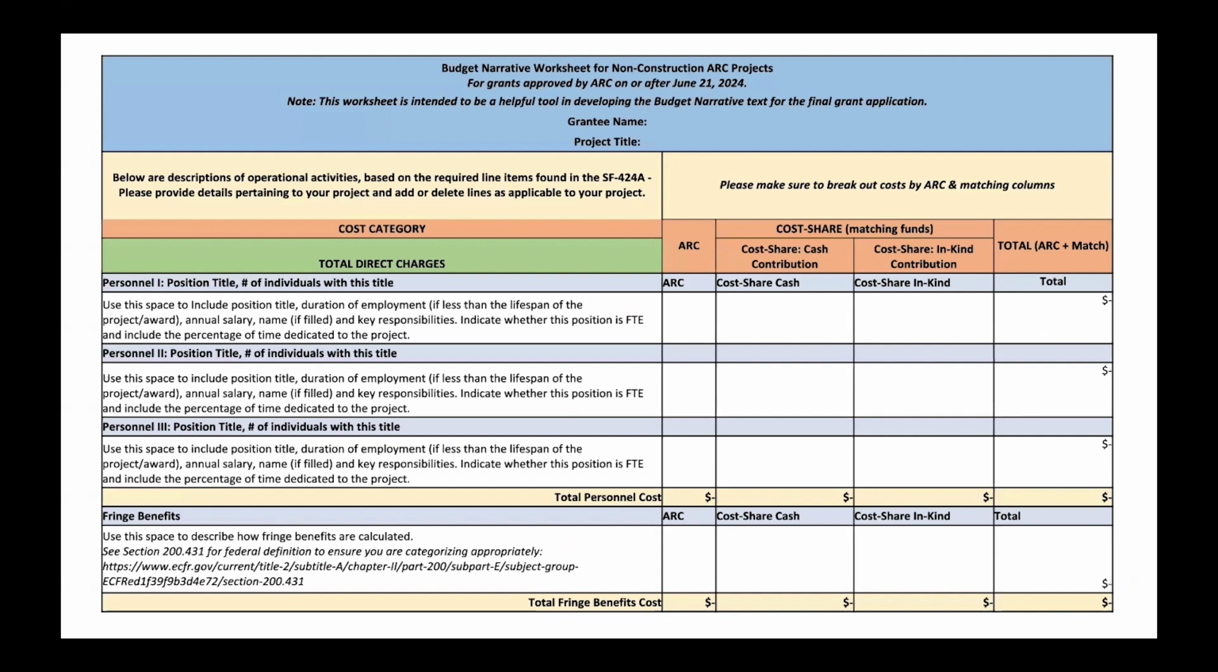Now let's take a look at the budget narrative template for non-construction projects. You can see that we have all the line items from the SF424A here, but this is where you provide more detail on the calculation of those items. The columns are broken down by ARC, cost share or match from cash, cost share or match from in-kind, and total. We're looking at the personnel section, where if including those costs, you would show the time and effort calculation for each person and provide a calculation of benefits if including.